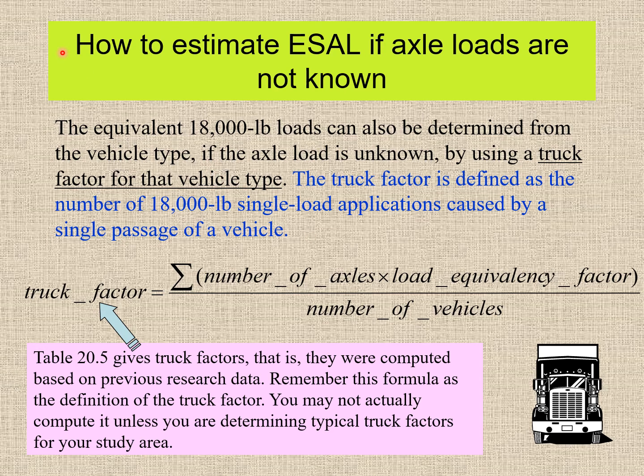How to estimate equivalent single axle load if axle loads are not known? The equivalent 18,000 pound loads can also be determined from the vehicle type if the axle load is unknown by using a truck factor for that vehicle type. The truck factor is defined as the number of 18,000 pound single load applications caused by a single passage of a vehicle. So we can write the formula for the truck factor as this: summation of the product of the number of axles multiplied by the load equivalency factor, divided by the number of vehicles.